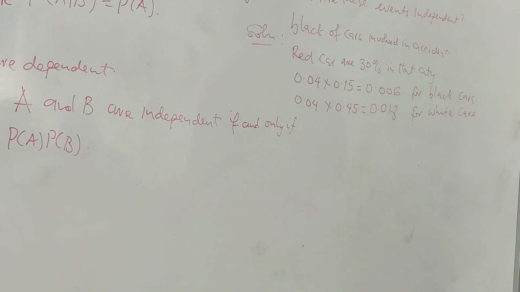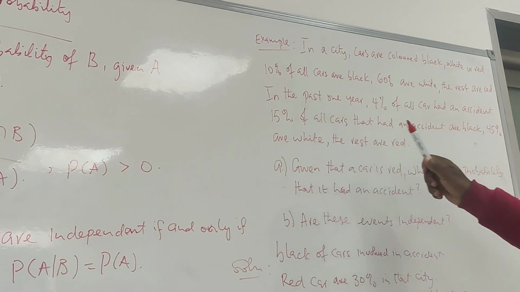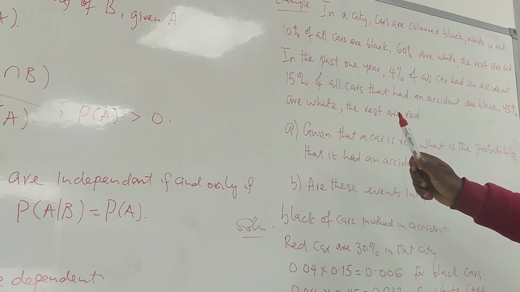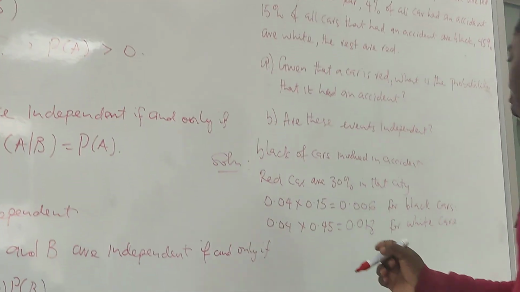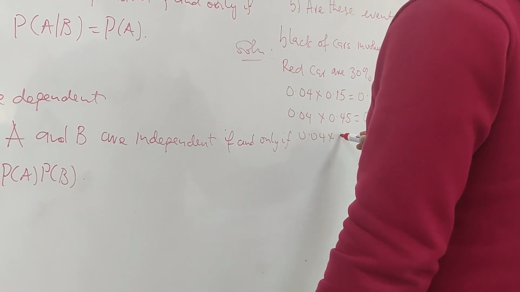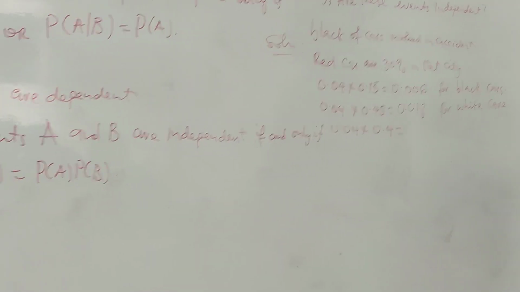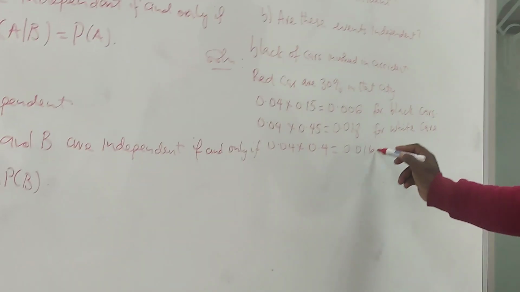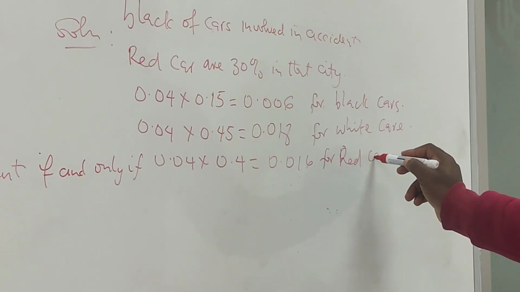So we are to determine that of red cars now. If we have 15% for black, 45% for white, that is how many? 60%. So the remaining 40% would be for what? Red cars. So we have 0.04 multiplied by 40%, 0.4, which will give us what? 0.016. These are for red cars.